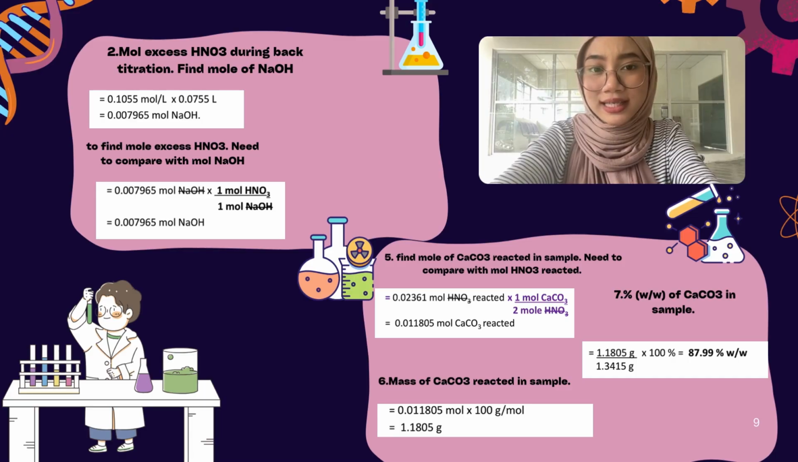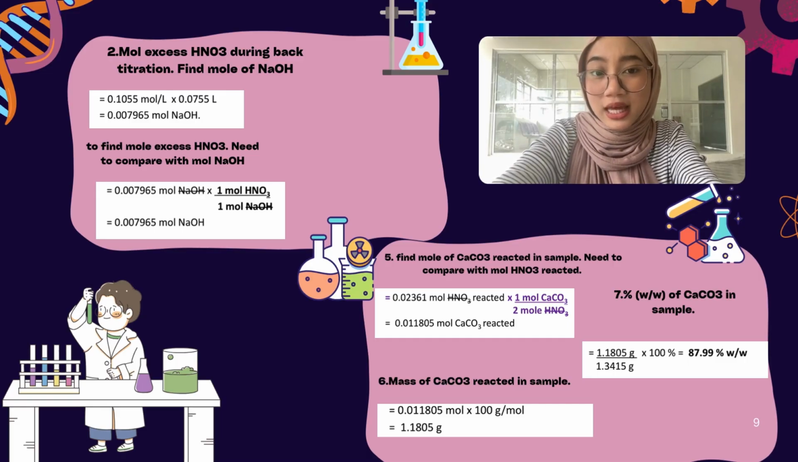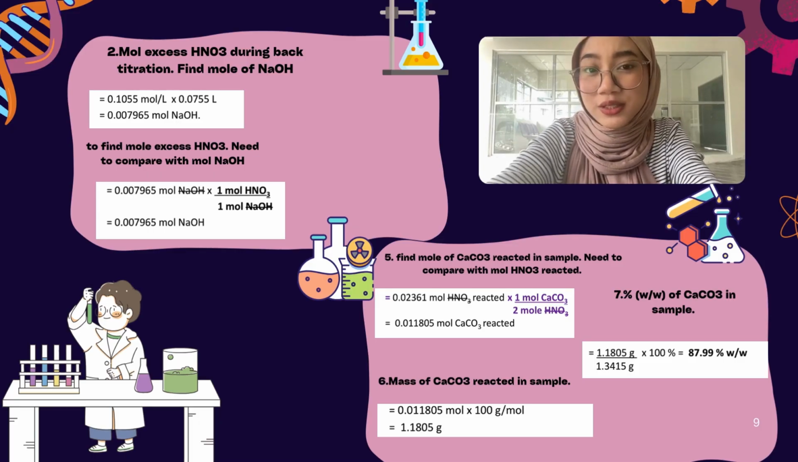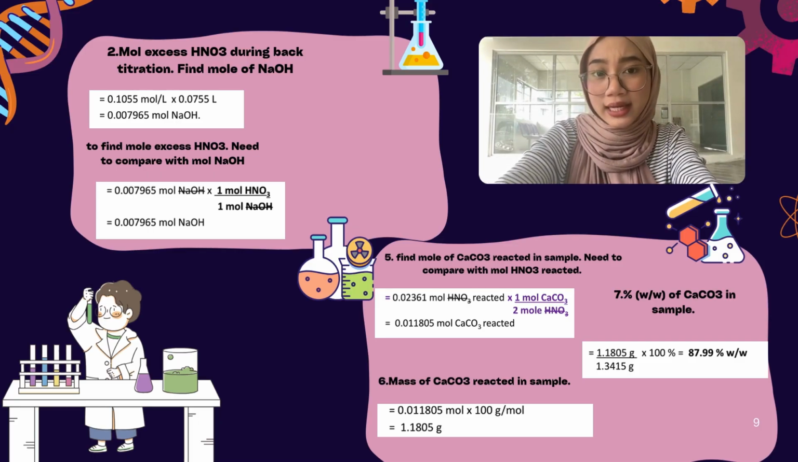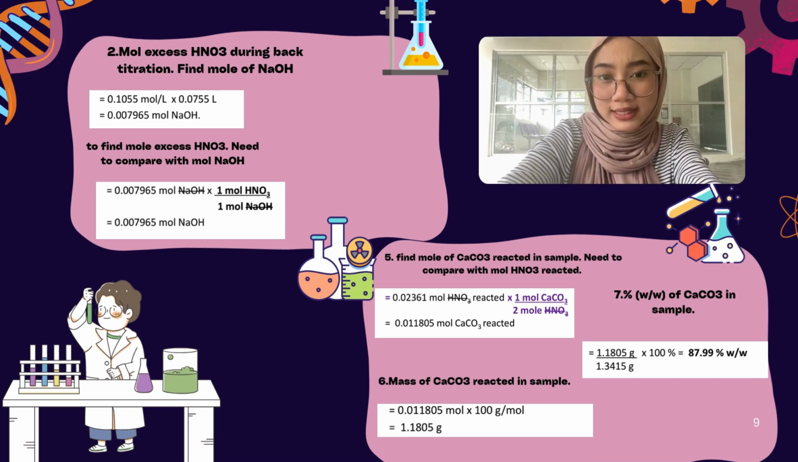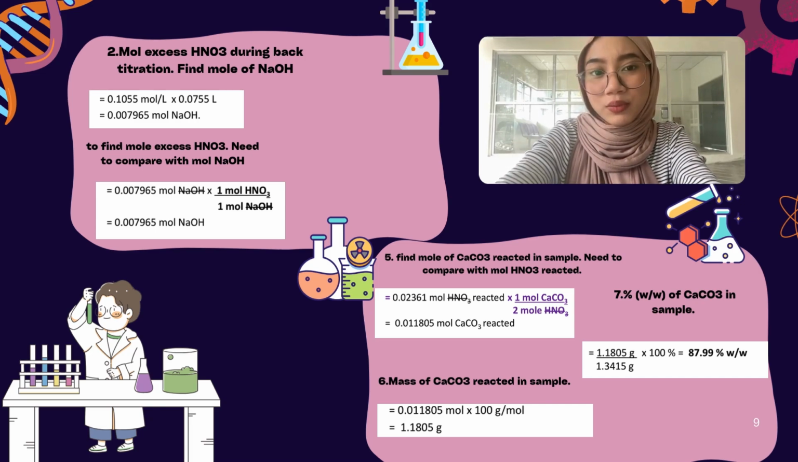Okay, so first we calculate the moles of sodium hydroxide used. The concentration of NaOH is 0.1055 molar and the volume used is 75.5 milliliters, which is 0.0755 liters. So the moles of NaOH used is 0.1055 multiplied by 0.0755, which gives 0.007965 moles. Since nitric acid and sodium hydroxide react in a 1:1 ratio, the moles of excess nitric acid is also 0.007965 moles.